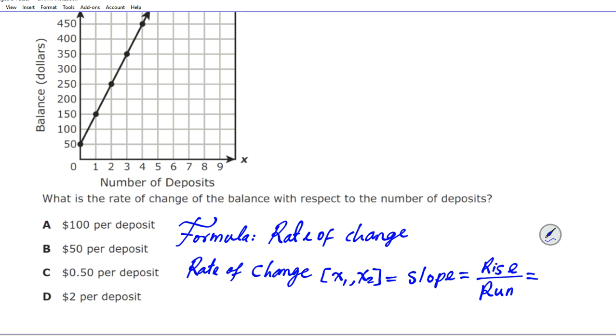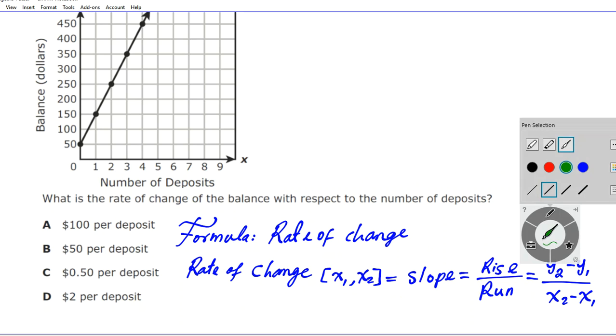Or we can compute the slope numerically by determining the coordinates of 2 points, x1, y1 and x2, y2, and computing the quotient of y2 minus y1 divided by x2 minus x1. Okay, so you can use either of these two methods to solve this particular problem. Now I'm going to pick 2 points that I'll use to compute the slope, and I'll do this numerically.